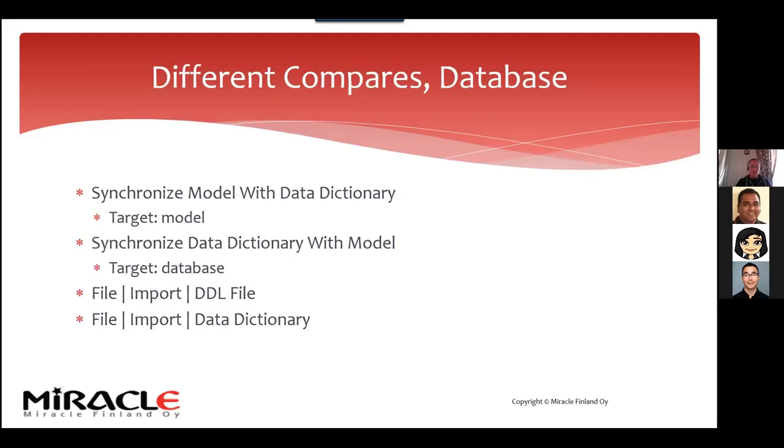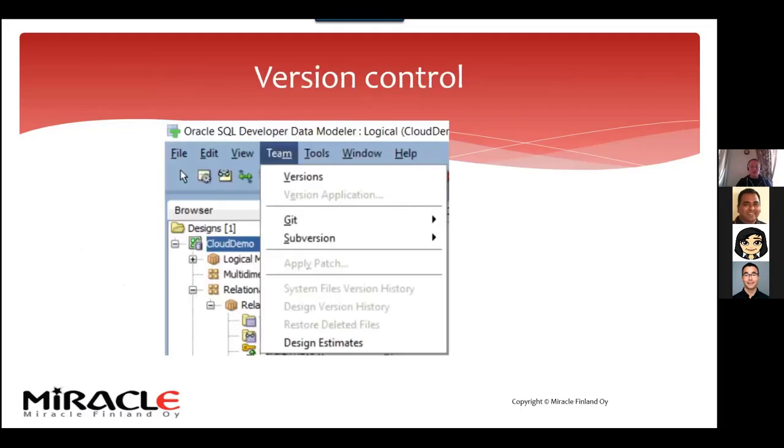You can use File, Import, DDL file if you don't have access to your database. So you have a design open, you import this DDL and it will tell you how the DDL database is different from your design. Or you can import from data dictionary, which tells you how your database and your design are different from each other. Has somebody added a new table in a database without designing it? Or do you have some designs you have forgotten to put into your database?